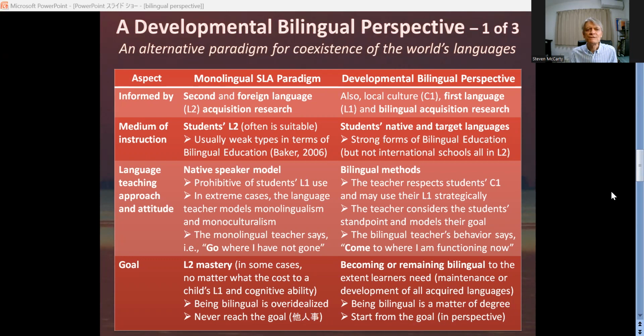I will refer to the monolingual SLA paradigm as just monolingual or SLA, and the developmental perspective I'll sometimes just call bilingual. The monolingual is informed by second and foreign language acquisition research. So again, it's all good. It's just that the bilingual perspective also includes the local culture, knowing the culture of the students.